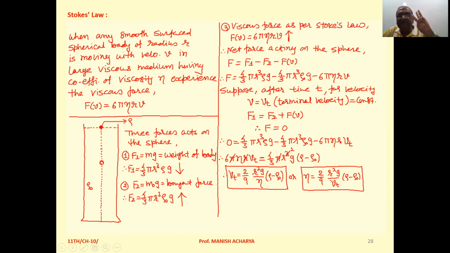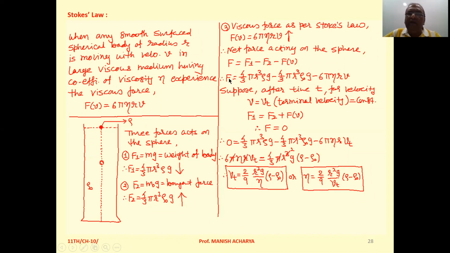Now total three forces are acting on the body, so we can write the net force acting on the sphere. F is equal to F1 minus F2 minus Fv. Resultantly the body is moving in the downward direction, so that direction is considered positive, and opposite to it is negative.